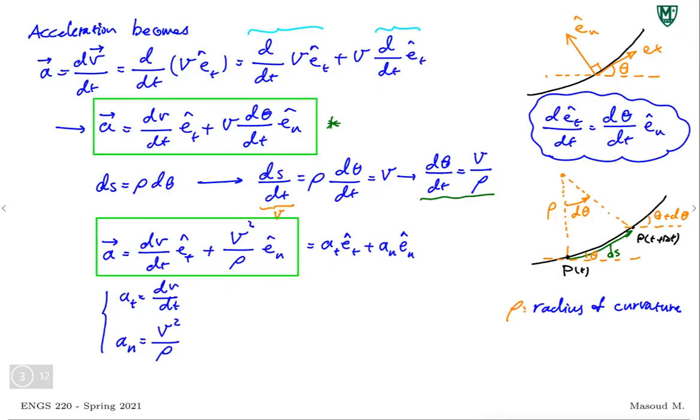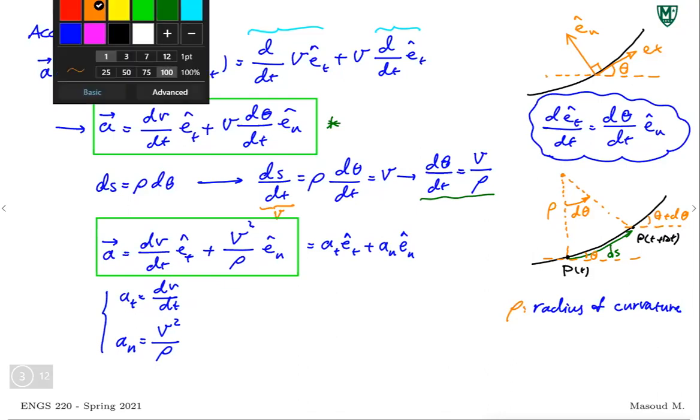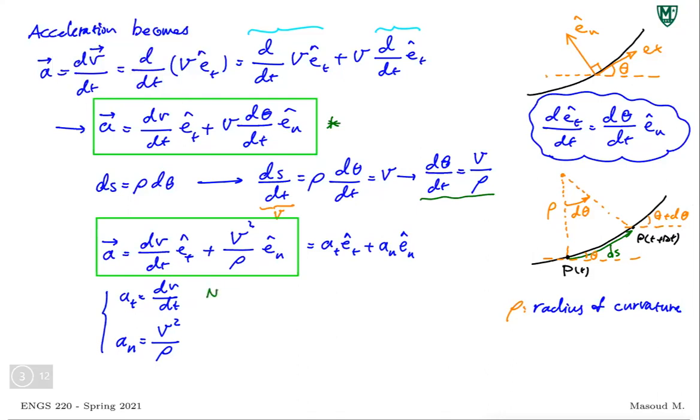Now, when you write it this way, just remember that this is the normal component, v squared over rho. Since v over rho, if you plug it back into the equation, we already had a v in the back here. And so v multiplied by v over rho becomes v squared over rho. So this is the tangent component.